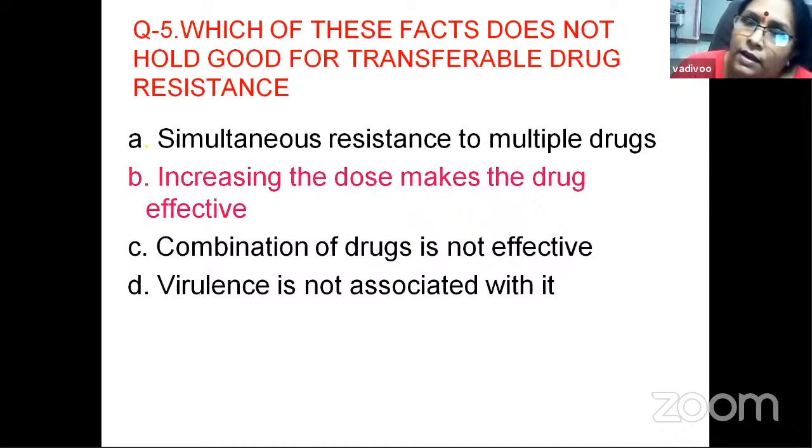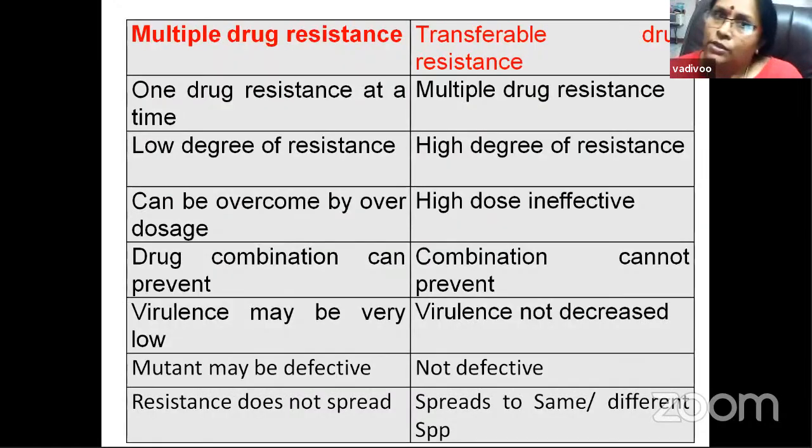So here, this is the wrong choice: increasing the dose doesn't make the drug effective in case of transferable drug resistance. So first you should know what are the types of drug resistance. It is mutational drug resistance and transferable drug resistance.